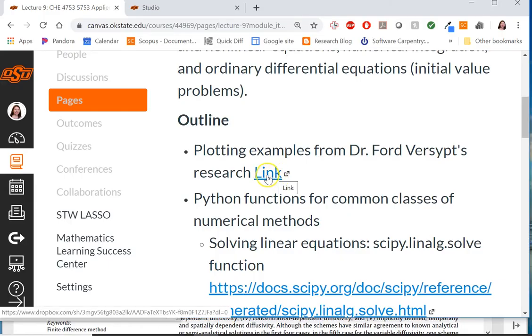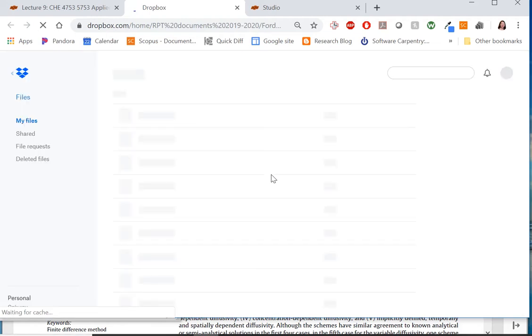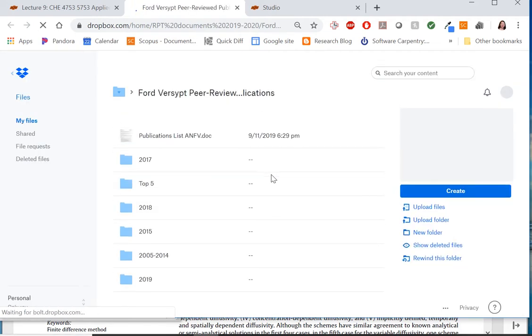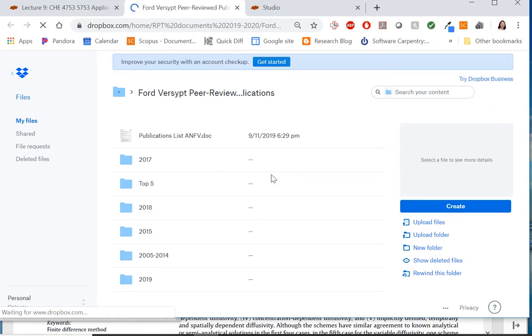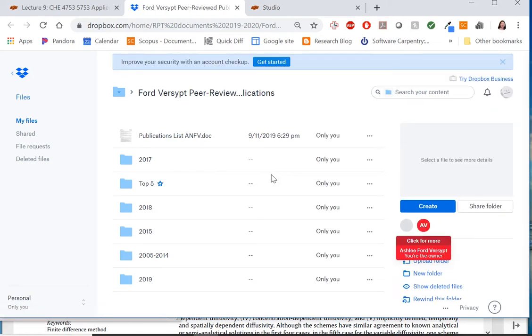Examples from my research. If you follow this link, this is a Dropbox folder that I've put together of all of my publications. Why do I have this document? I am going up for promotion this year, and it's very helpful if people who are writing letters for you can easily find all of your papers. So that's the only reason why I have this really easy to find link for all of my papers. But it could serve you a purpose in this class.